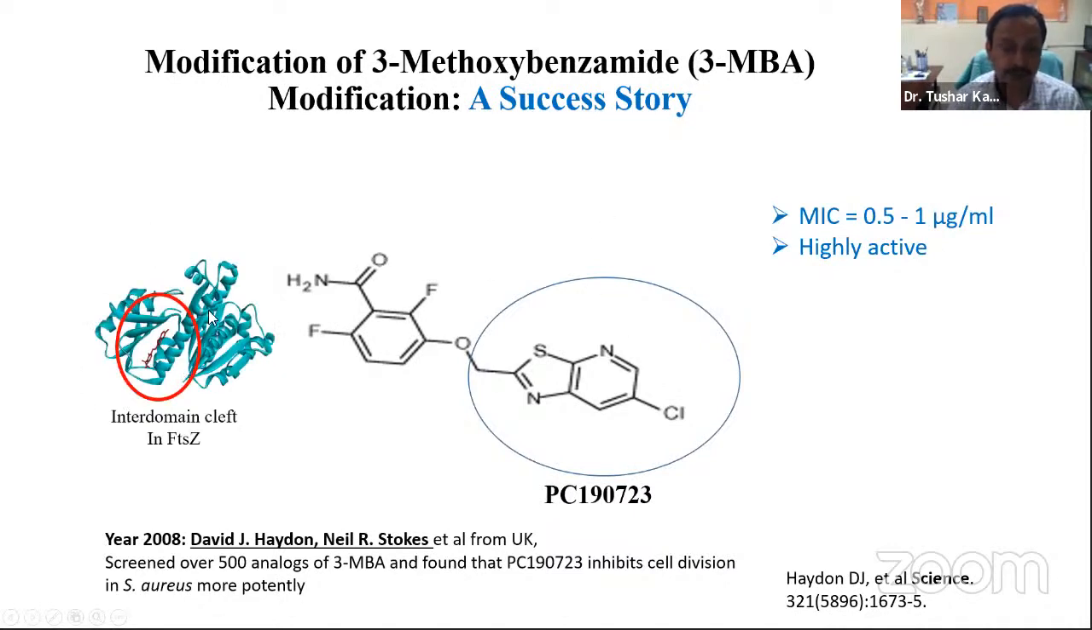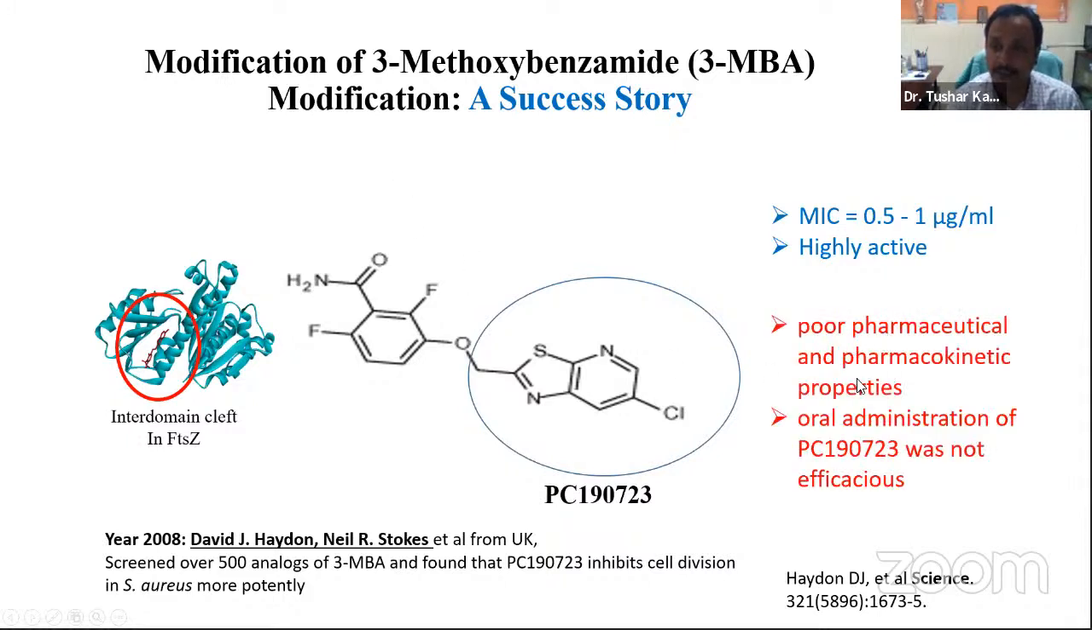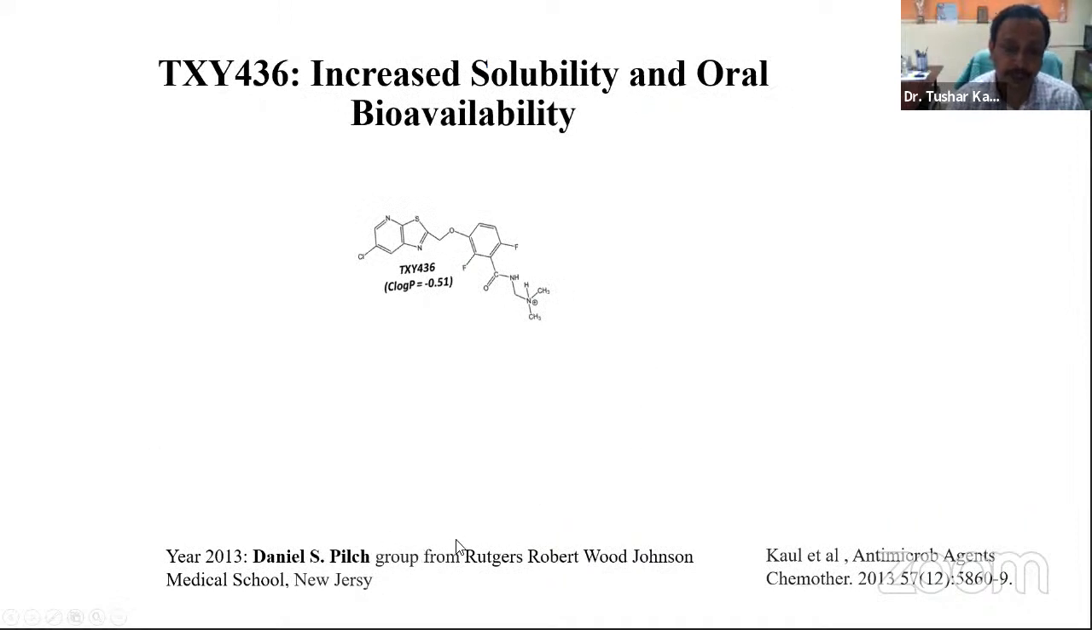Later it was found that this molecule goes to the interdomain cleft of FtsZ. But it has very poor performance. The pharmaceutical and pharmacokinetic properties are very poor for this molecule, and that's why it could not be administered orally. It was not very effective. Then the Daniel Pilch group, from New Jersey, that is Rutgers Robert Wood Johnson Medical School, found another molecule, that is TXY436.